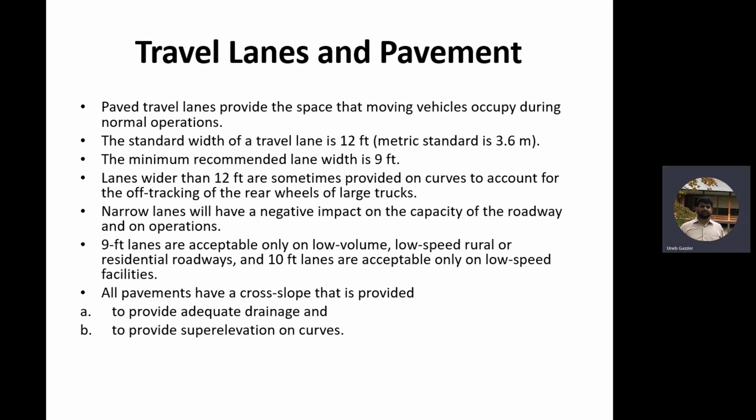You may go for more width on the curves, and we already discussed the reason for that a couple of times earlier. What is the reason? Why do we provide more width on the curves? For the trucks mainly. Because the trucks cannot follow the circular path, so we provide them more width so they can go zigzag and still be in the lane. So on the curves you may see pavement width which is even more than the standard one. The normal range is 9 to 12 feet, but on the curves you will see even more than that.